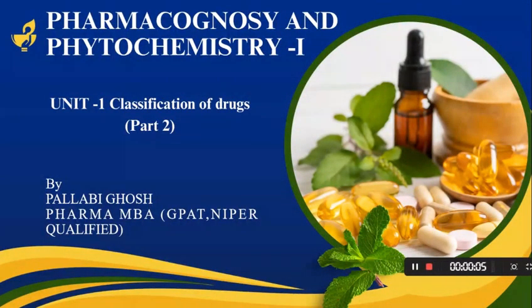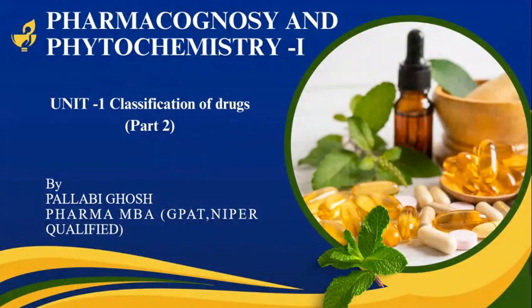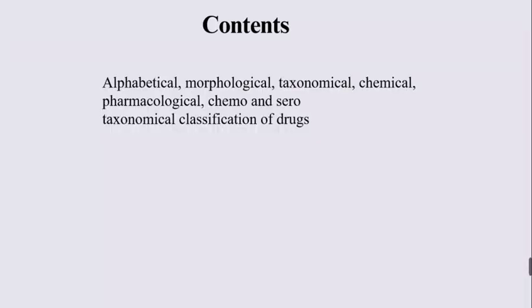In today's class, we'll be starting with part 2, classification of drugs. In the previous video, we have seen the definition, history, scope and development of pharmacognosy, and the sources of drugs such as plants, animals, marine and tissue culture, and also organized drugs and unorganized drugs. In today's class, we'll be seeing the different classifications of drugs: alphabetical, morphological, taxonomical, chemical, and chemo and serotaxonomical classification.